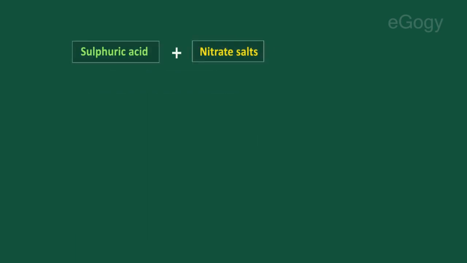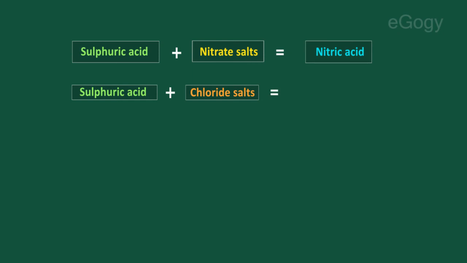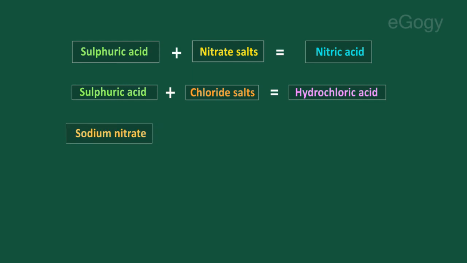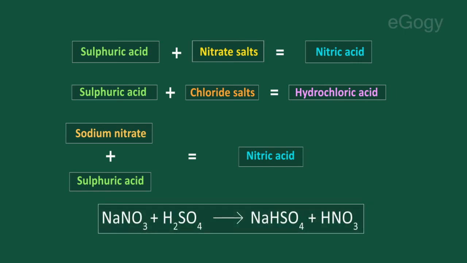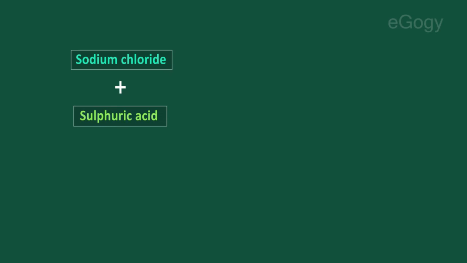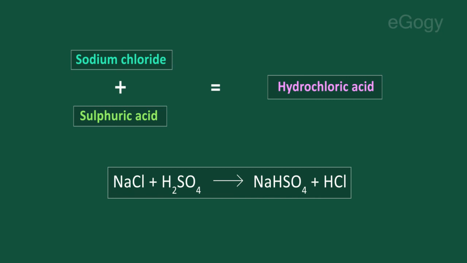Sulfuric acid forms nitric acid on reaction with nitrate salts, and it forms hydrochloric acid on reaction with chloride salts. For example, sodium nitrate reacts with sulfuric acid to form nitric acid. NaNO3 on reaction with H2SO4 gives NaHSO4 and HNO3. Similarly, sodium chloride reacts with sulfuric acid to form hydrochloric acid. NaCl on reaction with H2SO4 gives NaHSO4 and HCl.